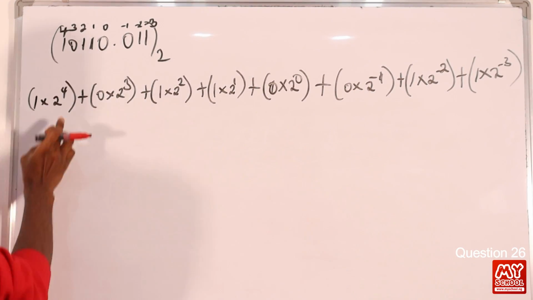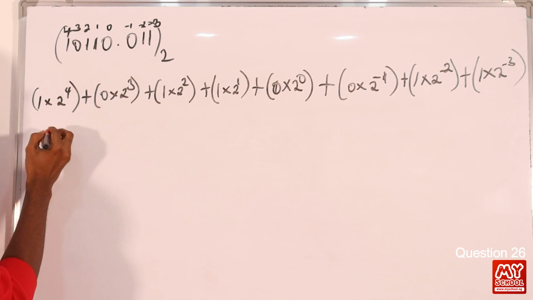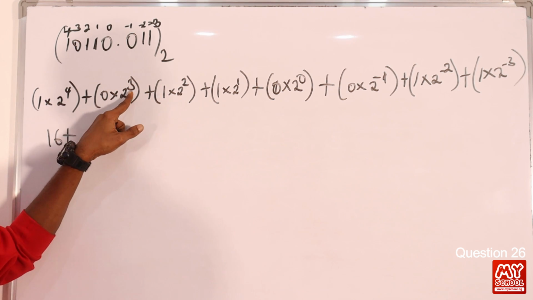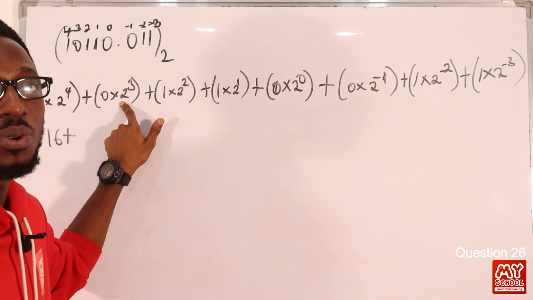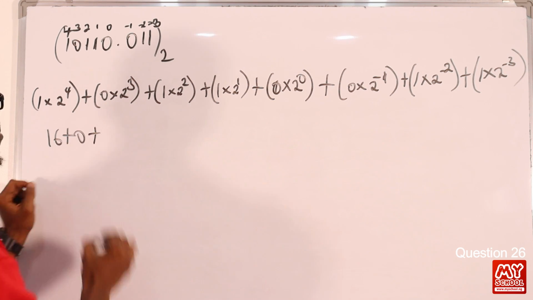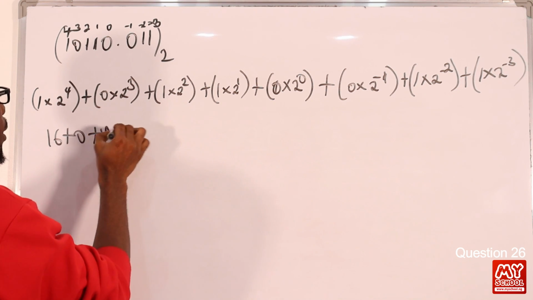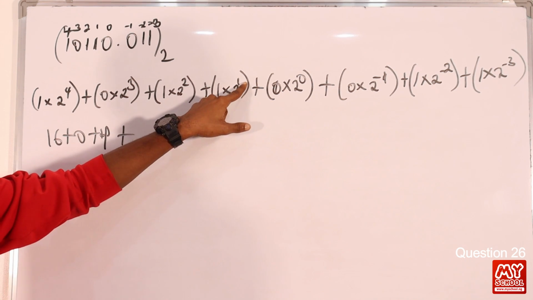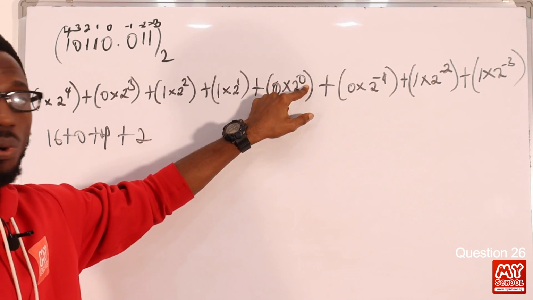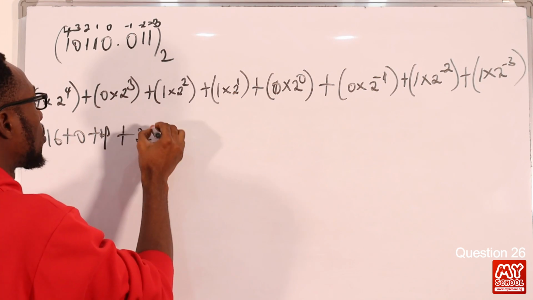Very easy. 2 raised to power 4 is 16, so 16 times 1 is 16. Added 2 raised to power 3, that is 8. 8 times 0 is 0, so this is gone. Added 2 raised to power 2, that is 4, and 4 times 1 is 4. Added 2 raised to power 1, that is 2 times 1, which is 2. 2 raised to power 0 is 1, and 1 times 1 is 1. Then I have 0 for the next one.